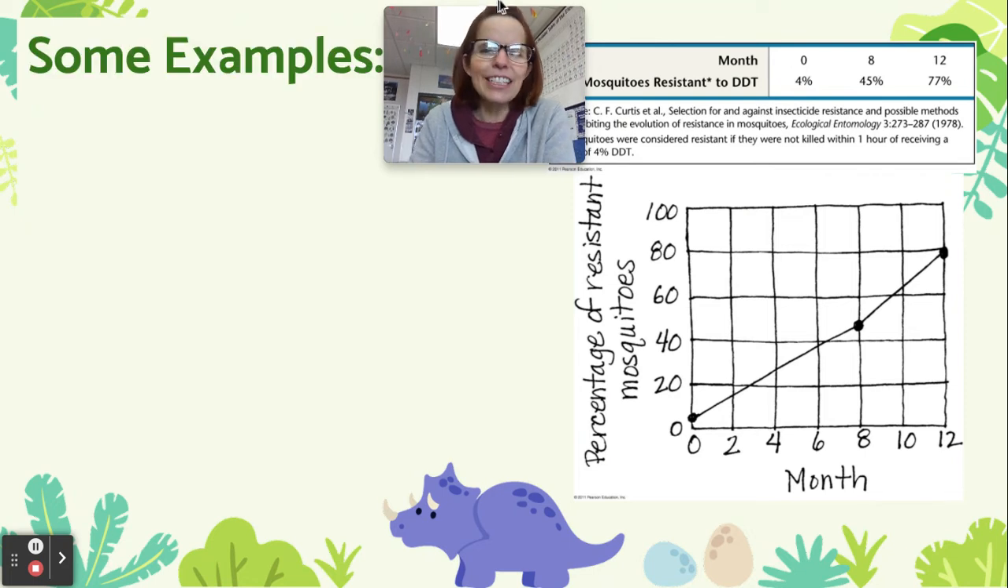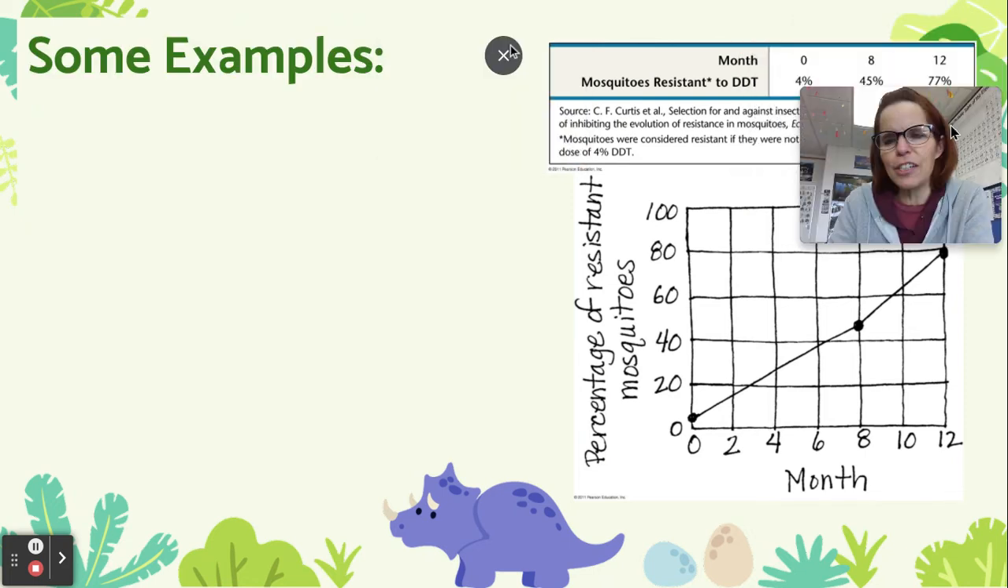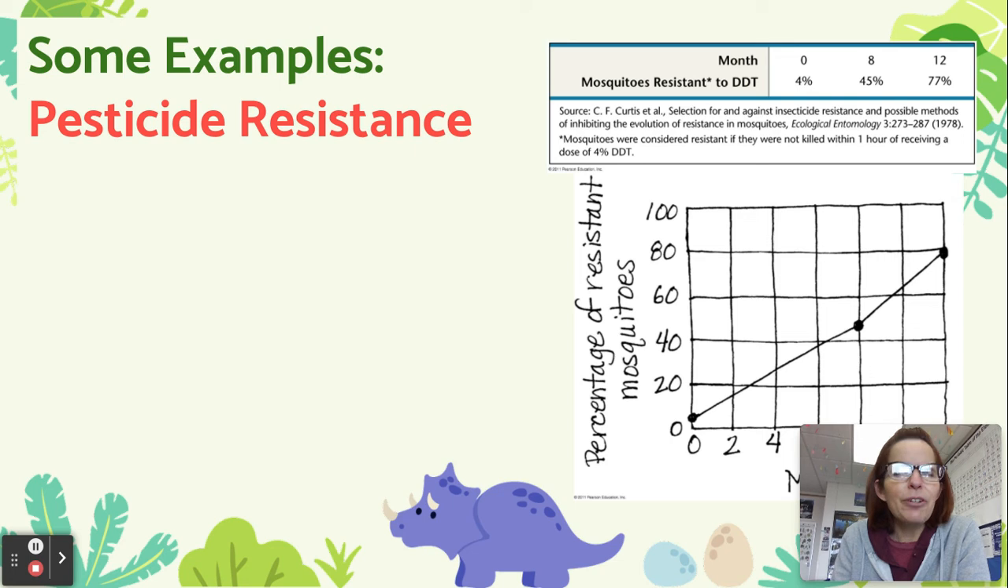Another example, and all you need to do is just write this example down. You don't need to give any of the details, but pesticide resistance. See if you can think about how that's an example of natural selection before I actually give the details. Take a look at the data right here.